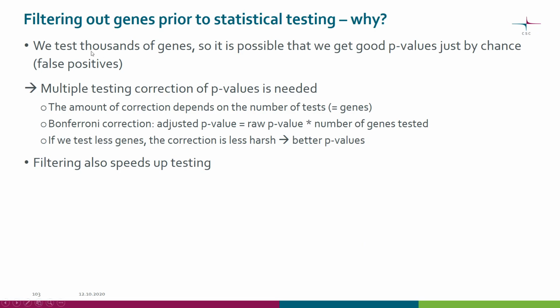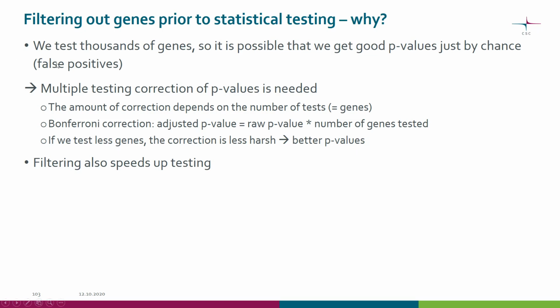Now, in this kind of situation, when we test thousands of genes, it is possible that we get a good p-value, in other words, a small p-value, just by chance. That would mean that we get a false positive: we call a gene differentially expressed when it's actually not.